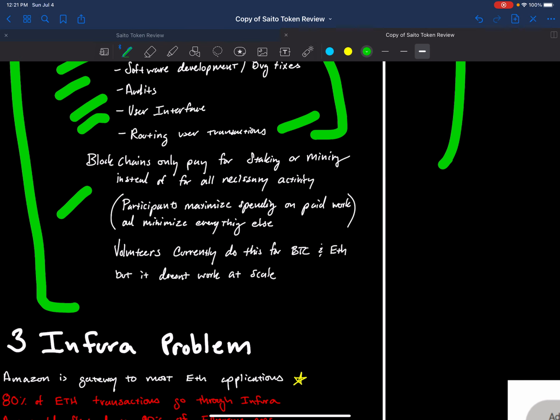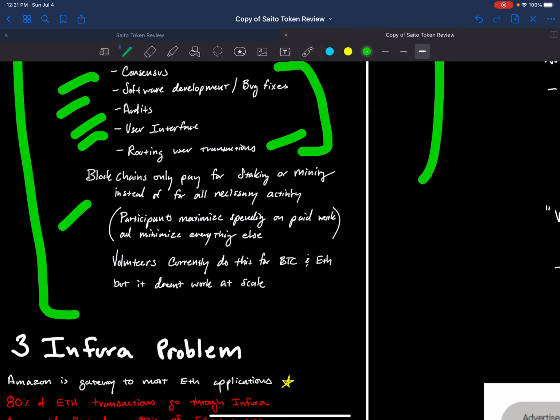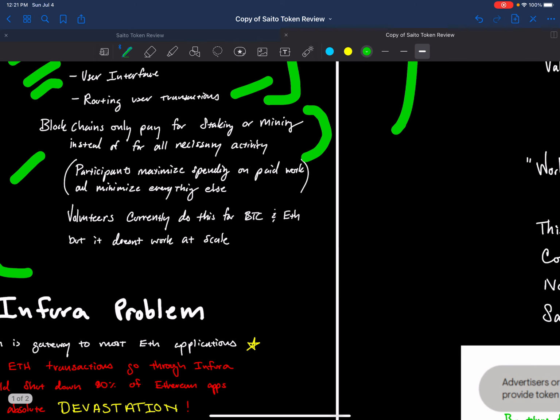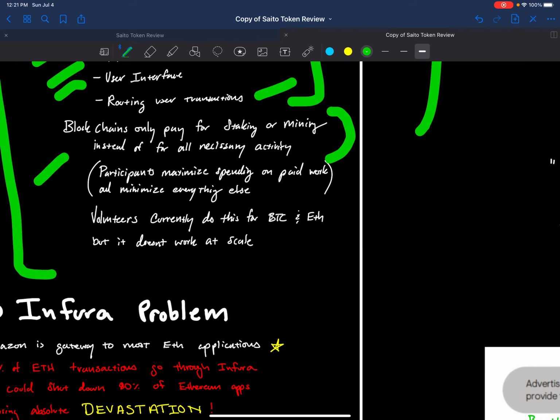But they should make it to where it's a running cost rather than a cost that has to be managed by governance. And so, that's one of the differences between this project and another project. And this project should work on governance anyways, because its structure will need that. Blockchains only pay for staking or mining instead of for all the necessary activity. Right. So participants maximize spending on paid work and minimize everything else.